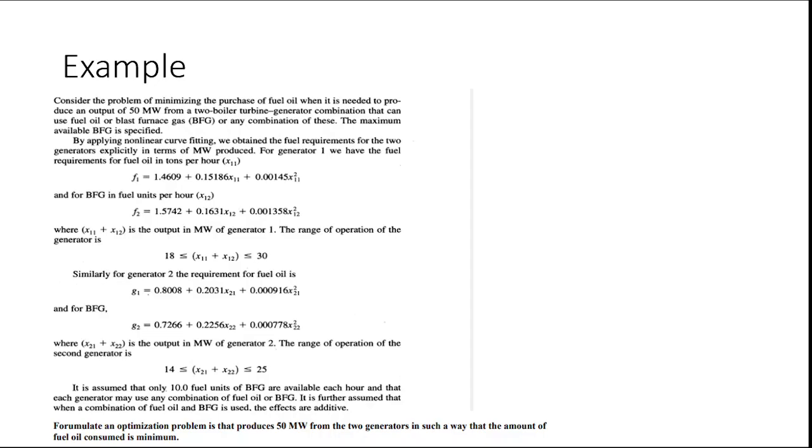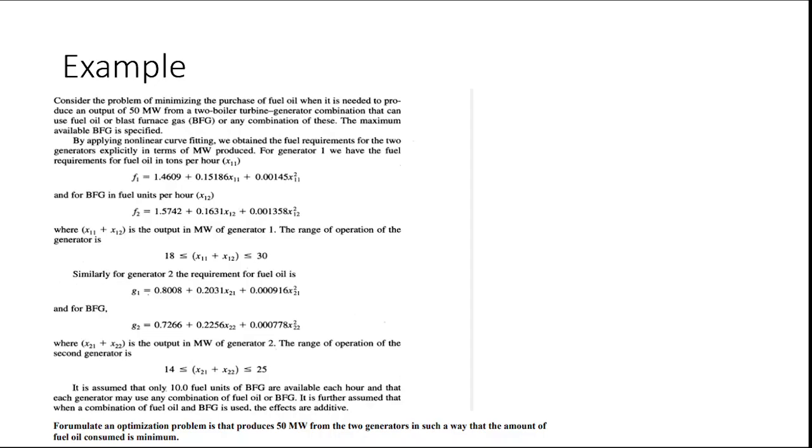What they're saying is that there's a certain unit you have, it's a two boiler turbine generator combination, and it can work with two different kinds of fuel, in quotes. So it can work with fuel oil, or it can work with blast furnace gas, or it can work with a combination of them. But the maximum amount of blast furnace gas that we have available is specified. So as we read, we'll see that mentioned.